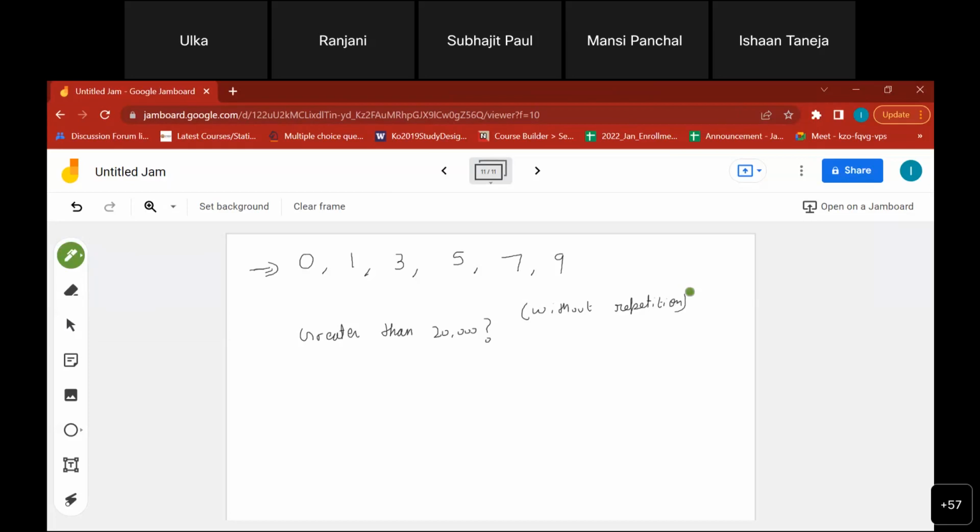Any idea on this, anyone? It has to be greater than 20,000, so it will be a 5-digit number. And we can fix the first digit as 3, 5, 7, or 9. We can't put 1 or 0, so we can fix 3, 5, 7, and 9 turn by turn. We can make the 4 cases here, compute the rest of the numbers, and add the total numbers this way.